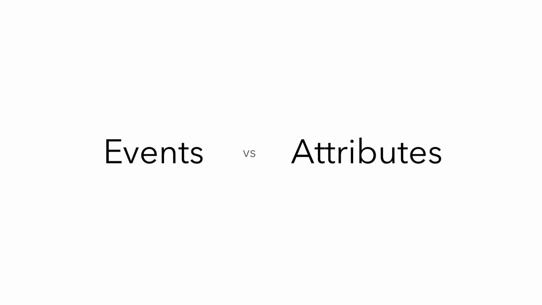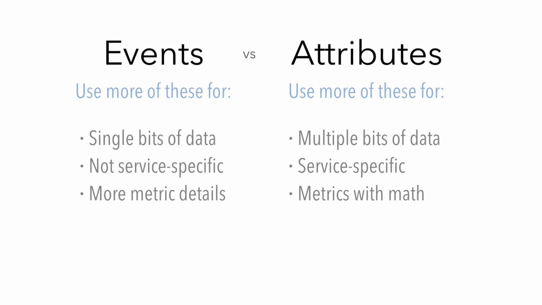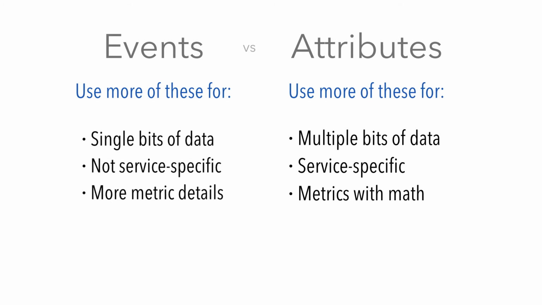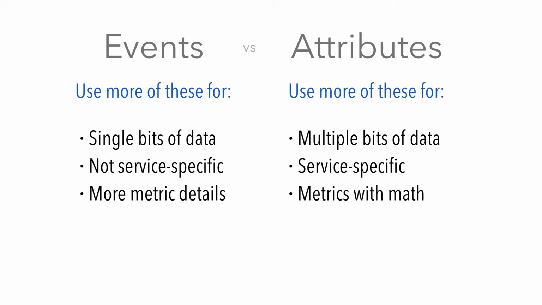While this would certainly work, you may find it cumbersome to work with each week, and it places some limits on the usefulness of some ChurchNumbers features. This is how we recommend that you think about your data. You'll want to use more events when you have single bits of data that aren't really specific to a particular service, and you want the option to show more detailed breakdowns in your metrics. If you want to record multiple bits of data related to specific services, and you want to perform calculations on those bits of data, you will want to emphasize attributes over events.